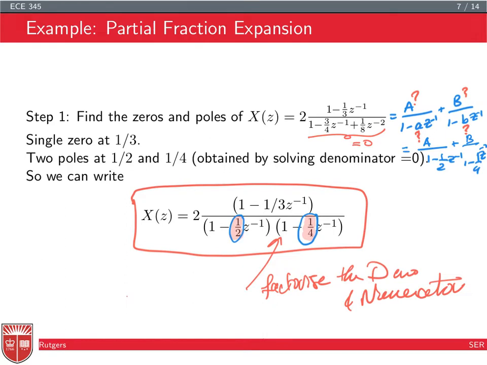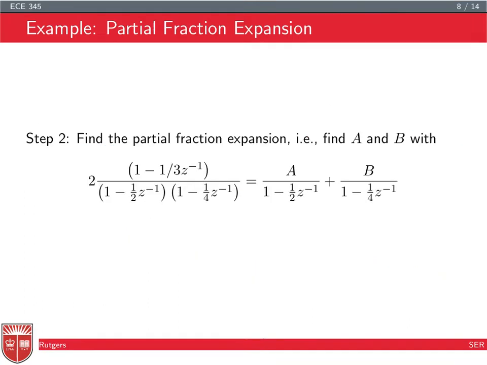So the next step would be to find the constants capital A and capital B. Again, the first step is to find the zeros and the poles of X of z. After finding the poles and the zeros of X of z, I can write it in this form. And the question now is, how can I find capital A and capital B? There is a trick here to do it. And you probably know it. In case you don't, I'm going to remind you of it.